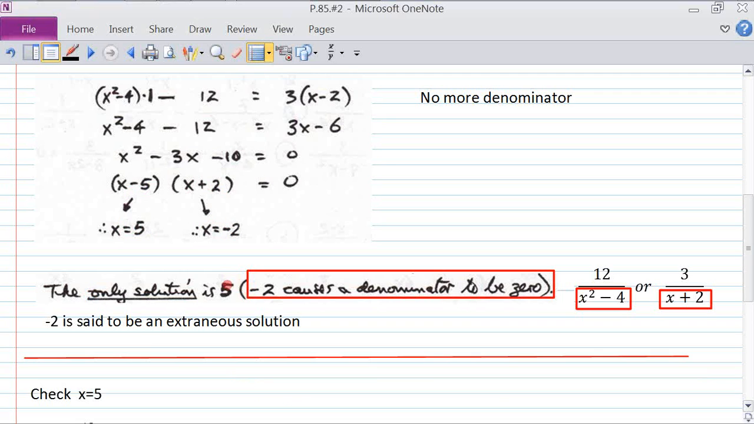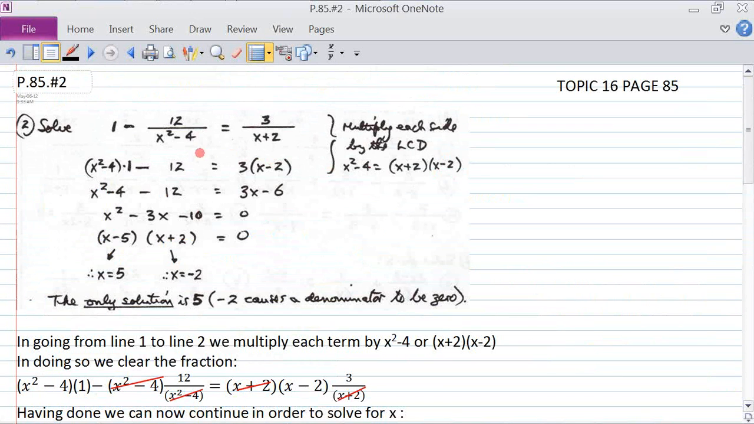Now, it turns out that you can only use one of these solutions, because if you put minus 2 back into the original equation, this becomes 4 minus 4, which is 0, and the denominator is undefined. The fraction is undefined if the denominator is 0. So if x is minus 2, I get 4 minus 4, which is 0. 12 over 0 is undefined. Similarly, if x is minus 2 over here, this is undefined because minus 2 plus 2 gives me 0.